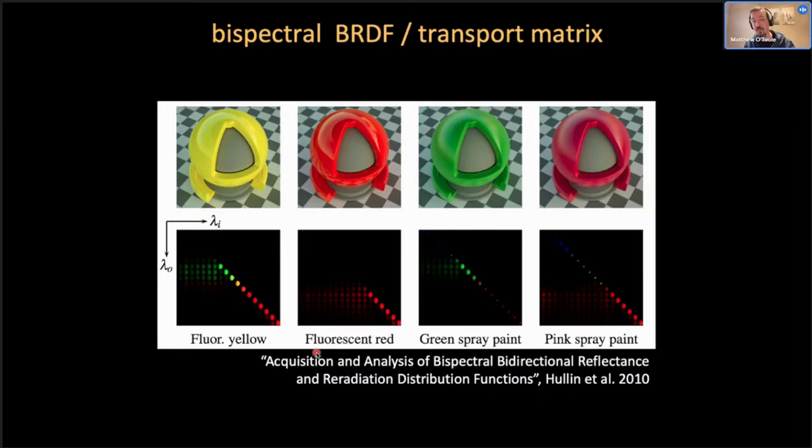And we can use it in a very similar way to how we were using it before, where we can combine different images together to synthesize images under different lighting conditions. In this case, if we have one of these matrices, we can synthesize what the scene would look like under different colors of light.